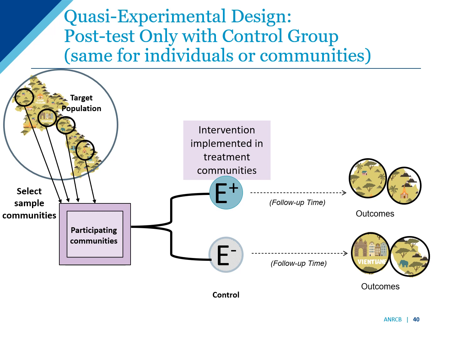In a post-test only design with a control group, an intervention is implemented and potential outcomes are measured post-intervention in both intervention and control communities or individuals, it doesn't matter, but there are no data from baseline for comparison.